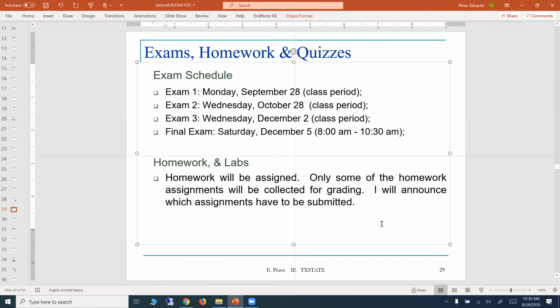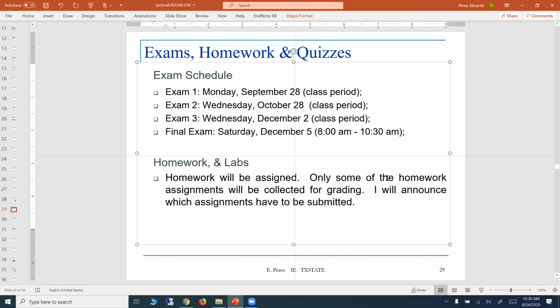Typically what I do is I assign a homework and I tell you which problems need to be submitted. Yes, Jackson? You say in the syllabus that you're going to announce which assignments have to be submitted. Are you going to be announcing it through a Canvas announcement, like the text messages you've been sending out? Yeah, that's what I was going to say. In the assignment, I will let you know whether or not you have to submit.